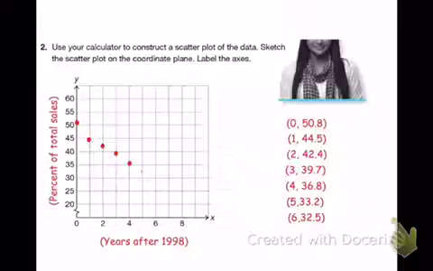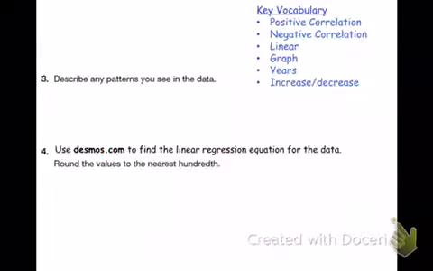So here are the rest of the points. And we see a negative trend or a negative correlation. Points are slowly and steadily going down in a linear fashion. So let's go ahead and go to number 3. We're going to describe any patterns you see in the data. I wrote some key vocabulary you can use in your explanation.